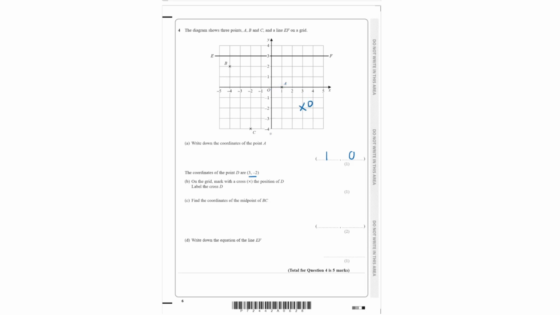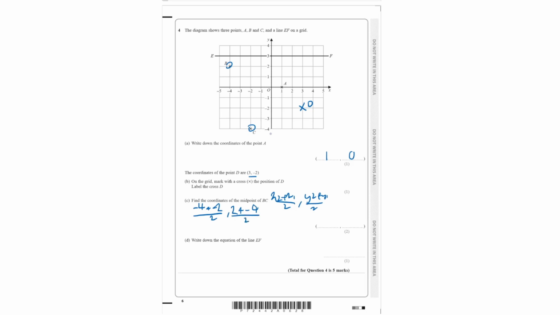Find the midpoint of BC. So here we have B, and here we have C. In order to find the midpoint, we simply follow x2 plus x1 divided by 2, y2 plus y1 divided by 2. So the x coordinate of B is negative 4, and then we add the x coordinate of C, which is negative 2, and we divide by 2. The y coordinate of B is 2, and the y coordinate of C is negative 4, and then we divide by 2.